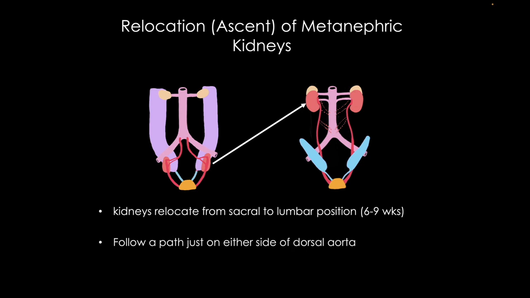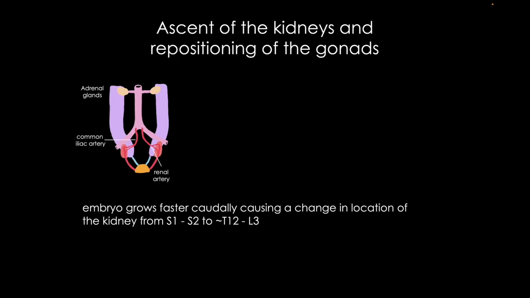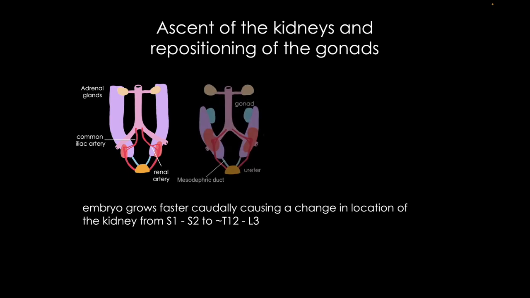Well, they're going to follow a path just on either side of the dorsal aorta, and as they ascend, they're going to rotate 90 degrees. So they'll start off facing ventrally, and then they will be facing medially in the adult. How does this happen? Well, it's really the result of differing growths of the sacral and lumbar regions of the embryo. So that really causes this unfolding of the lower pole of the embryonic body, and eventually that allows organs to take their place below the adrenal glands. How exactly does this happen is really not clear.